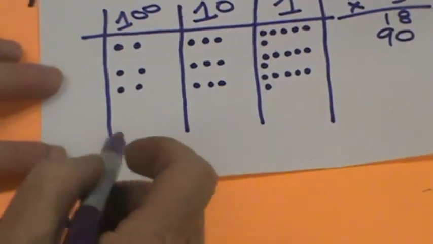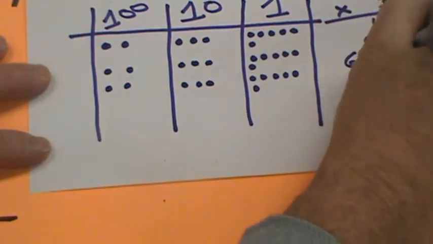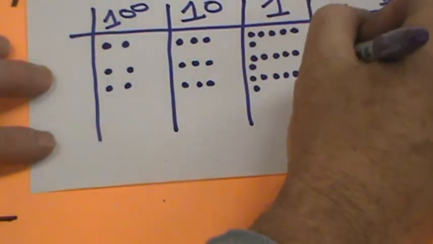All right, so there's 90 of those. Let's go over here to the hundreds. 100, 200, 300, 400, 500, 600. I think we're ready to add, Mr. Liggett. I think you're absolutely right.